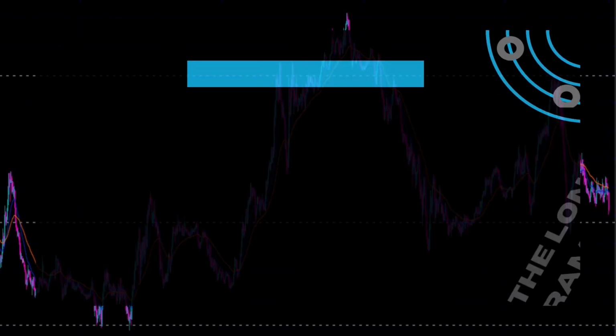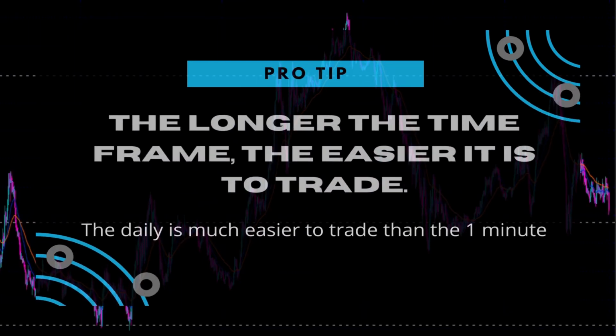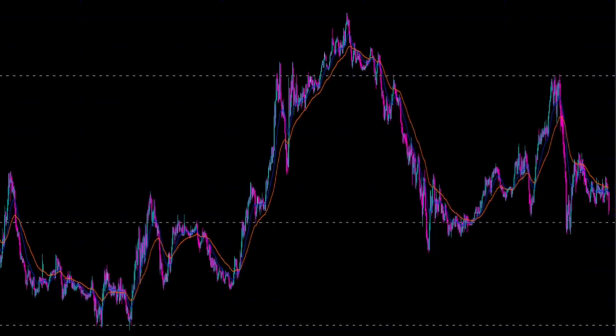Here's a pro tip. The longer the time frame, typically the easier it will be to trade. For example, while the daily time frame would be one of the simpler time frames to trade from, the 1-minute time frame will be one of the most difficult to trade from. Intraday trading is much more difficult than swing trading the 4-hour and daily time frames.